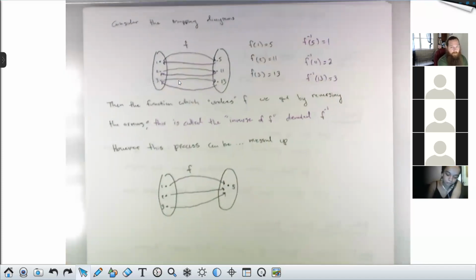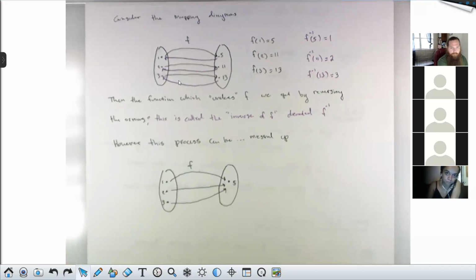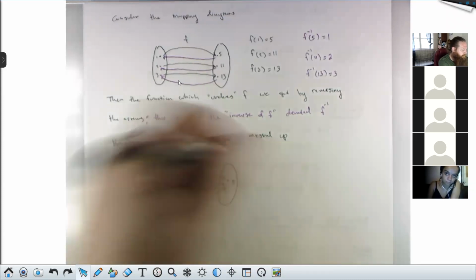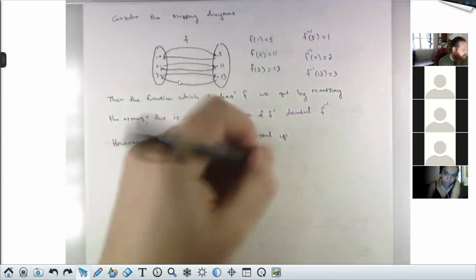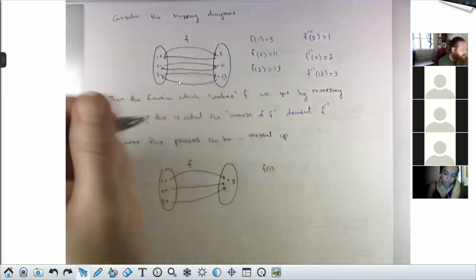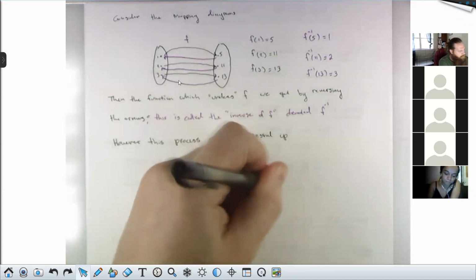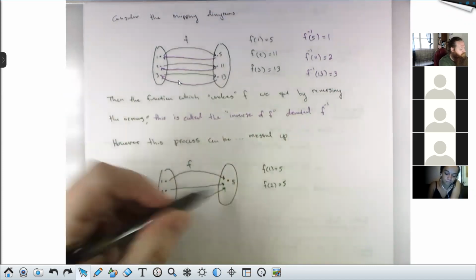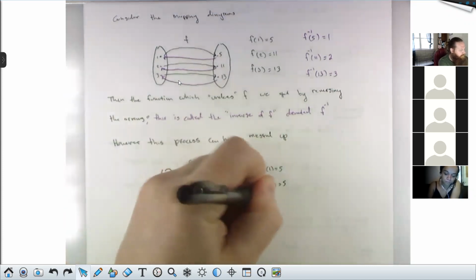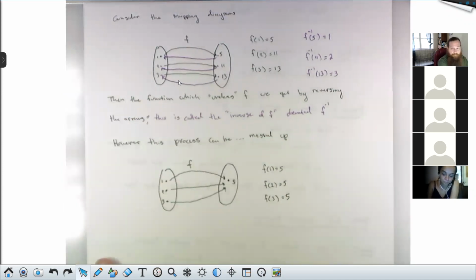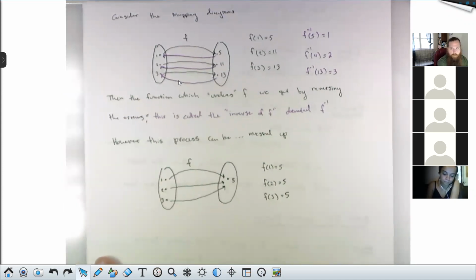All right, that was the first diagram, where we didn't have any problems. In the second diagram, if I wanted to write this in function notation, we'd say f of 1 is 5, f of 2 is 5, because 2 also gets mapped to 5, and f of 3 is 5. All of these are equal to 5. So here's my question. What is f inverse of 5 in this second diagram?